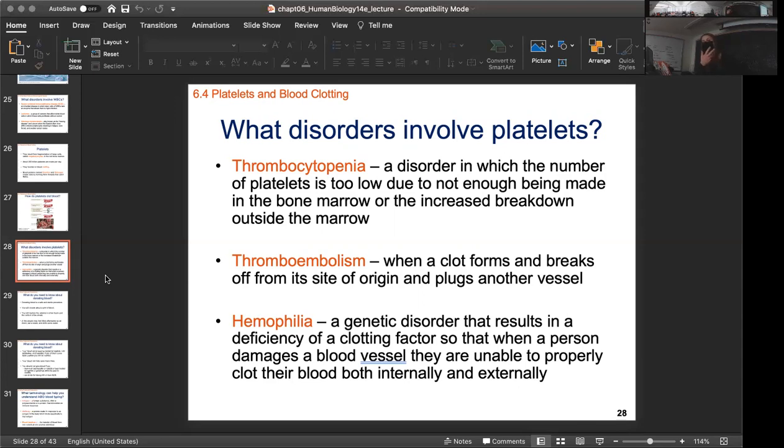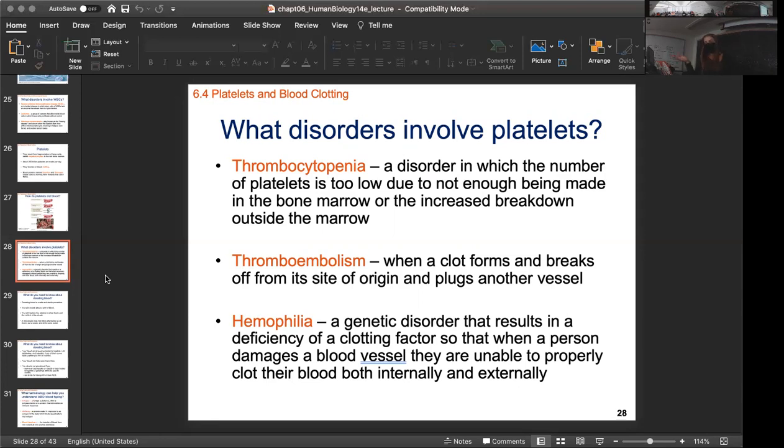The thromboembolism is when there's a clot that forms and it breaks off from its site of origin and plugs another vessel. So imagine, remember we just saw that picture where all the platelets kind of congregated together. Imagine if that just kind of broke apart and floated away and clogged something that it wasn't supposed to. That's kind of what that is.